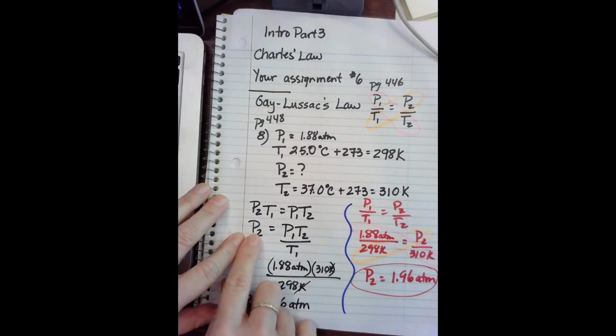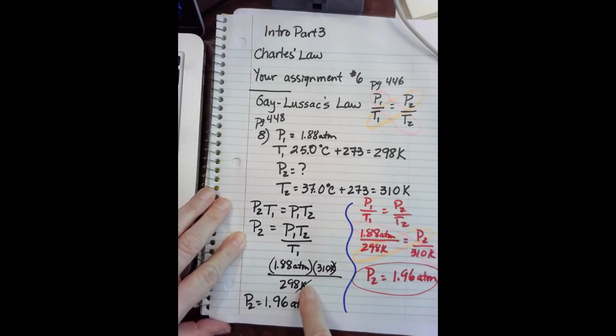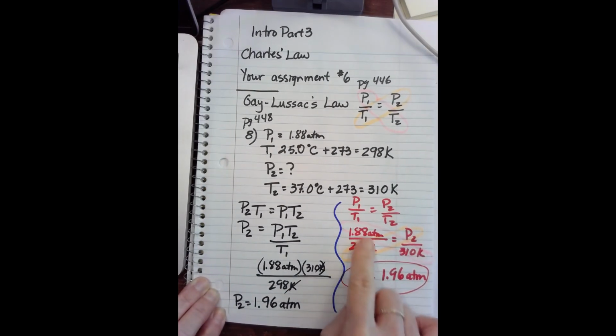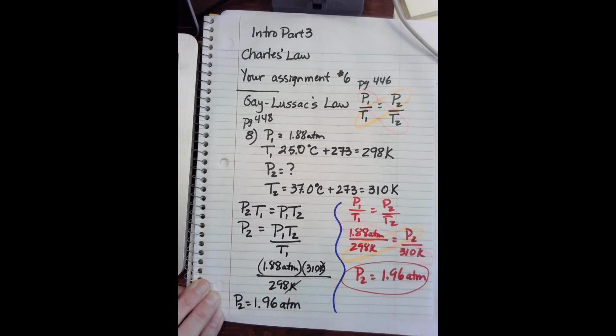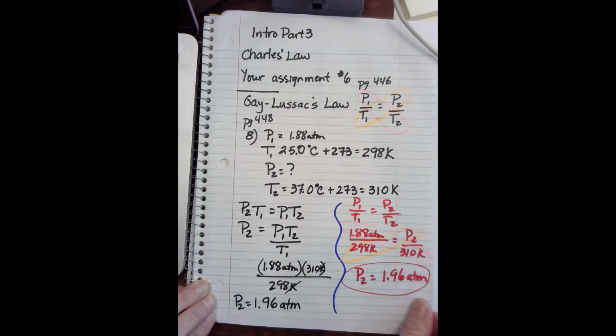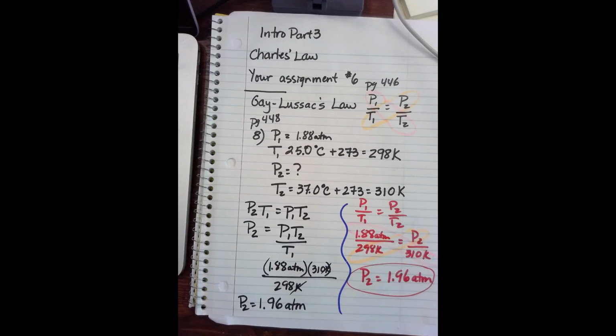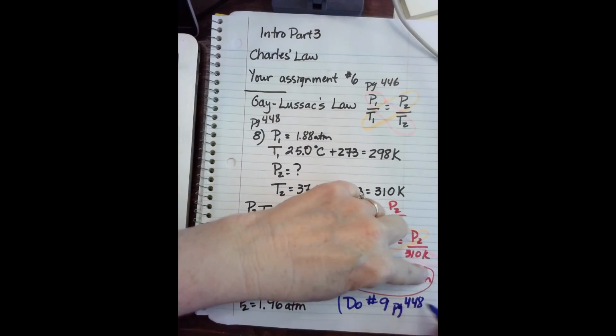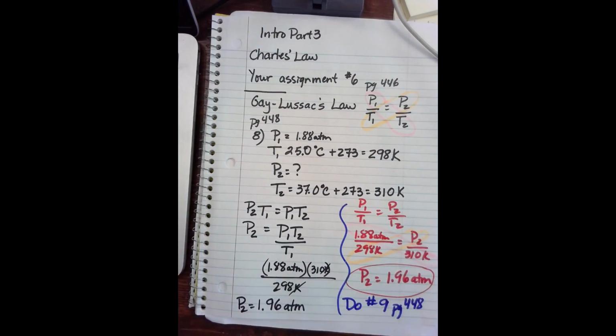So hopefully you can see that whether you take the original equation and then you cross multiply, rewrite it to solve, and then you fill it in and you solve, we get the same answer if we are able to mathematically go straight from the fill in and then just chug the answer out on our calculator. But you have to do what makes sense to you. Either one of these processes is correct as long as you're showing your work. All right? So your assignment would be to do number 9 on page 448. That's your assignment related to Gay-Lussac's law.